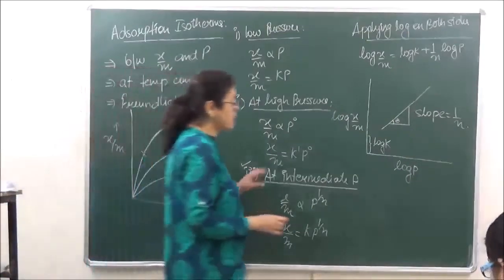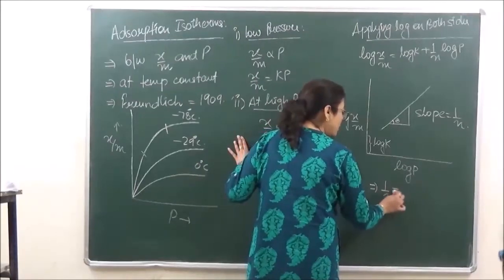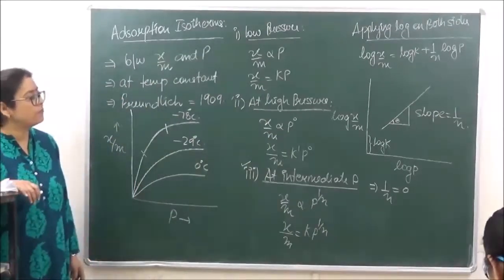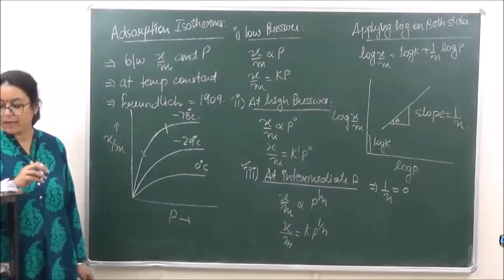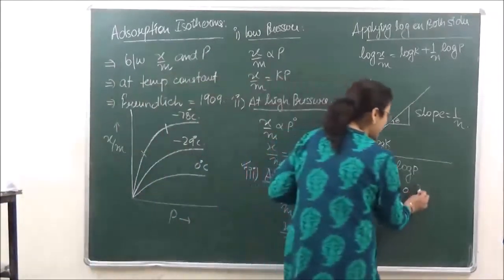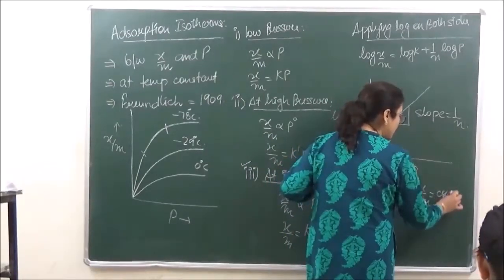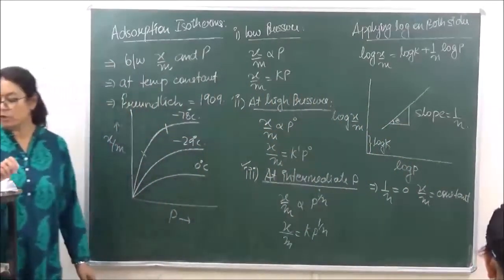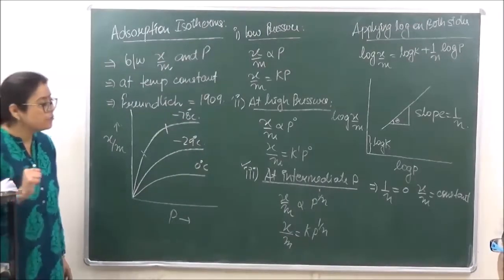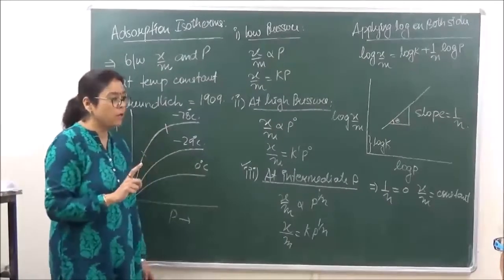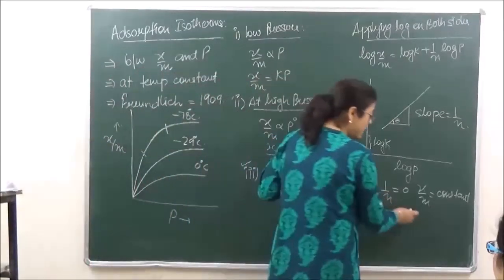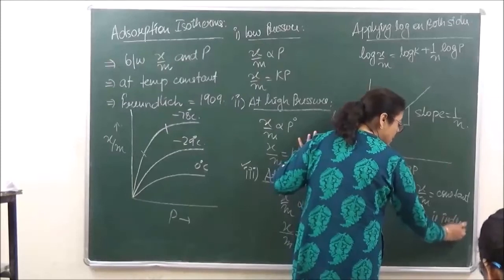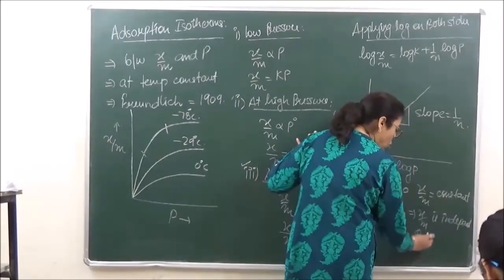Now we have 2 or 3 ranges over here. Let's say the value of 1 upon n comes equal to 0. We are calculating the value of 1 upon n from the slope. If the value of 1 upon n becomes 0, then remember that x upon m is going to be constant. Then the extent of adsorption is going to be constant, and if the extent of adsorption is constant, it means it is not depending upon pressure. Or we can say that at 1 upon n equal to 0, the extent of adsorption is independent of pressure.